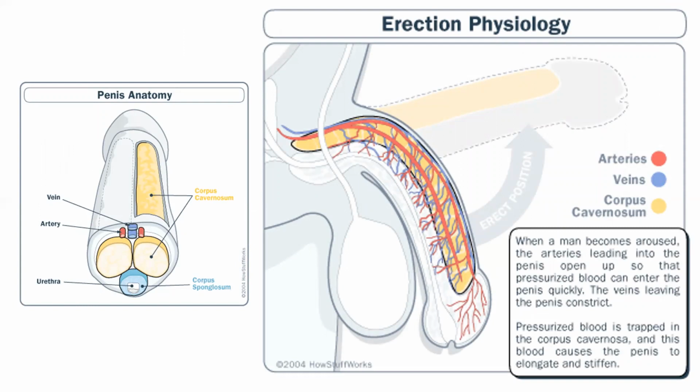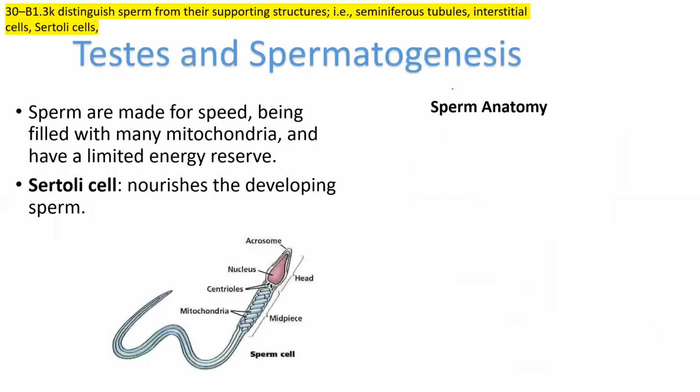Same kind of thing. It just shows a little bit more in terms of the artery coming in, compressing, and preventing blood from going out. Up it goes. Okay, now let's distinguish sperm from their supporting structures.